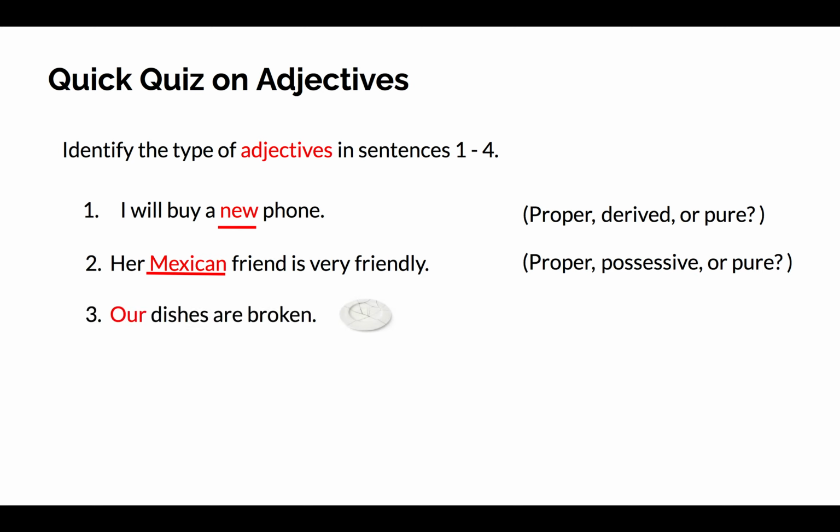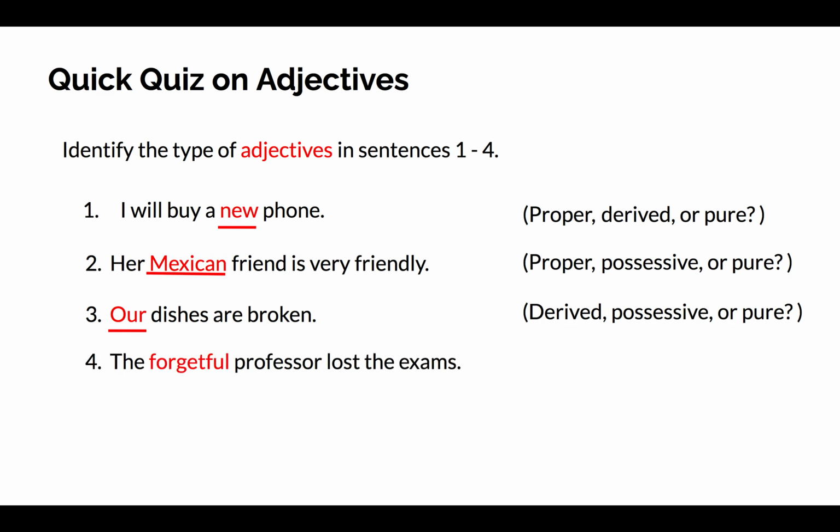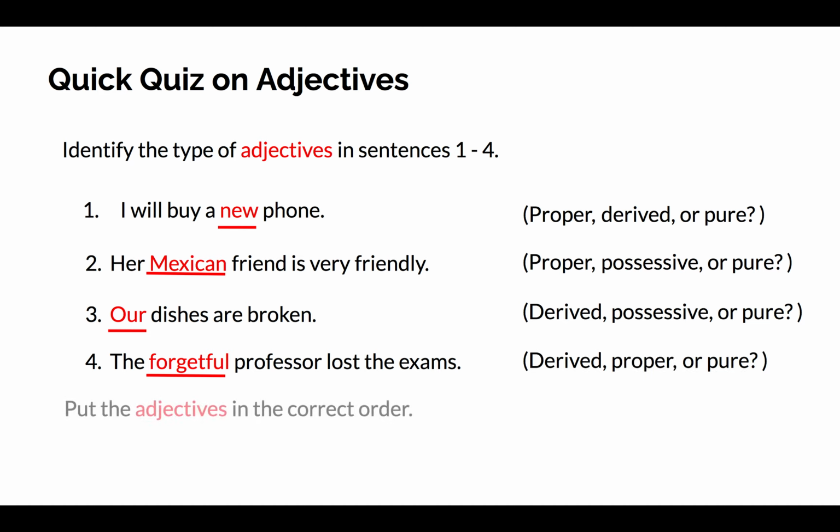Number 3, our dishes are broken. Is the adjective our derived, possessive, or pure? Number 4, the forgetful professor lost the exams. Is the adjective forgetful derived, proper, or pure? Next, put the adjectives in the correct order. Sports, several, old, cars.